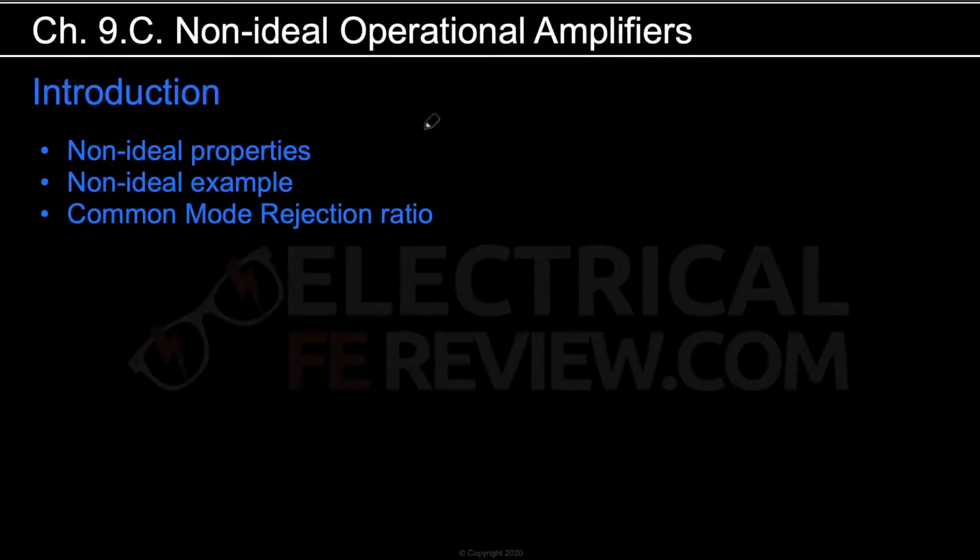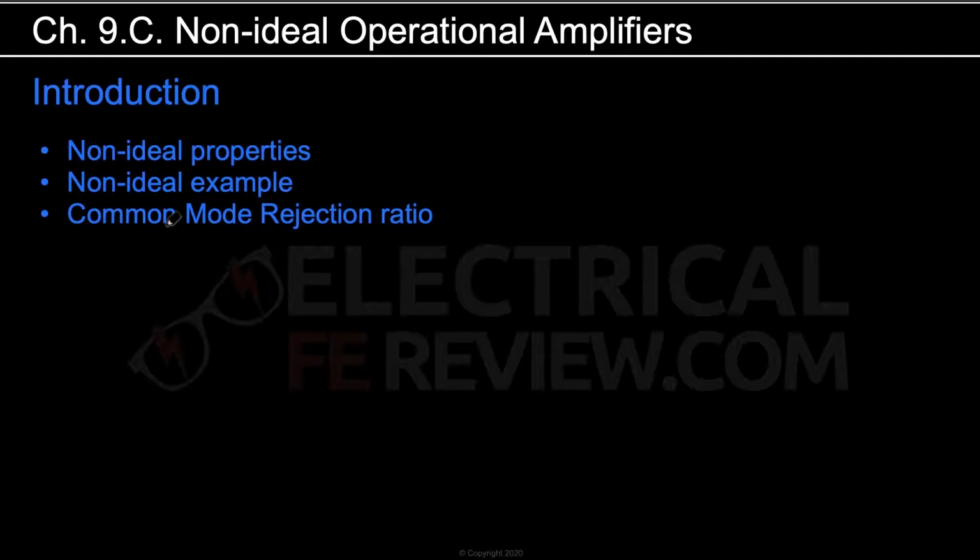So this video is going to be about the non-ideal operational amplifier, or the non-ideal op amp. In the video we're going to be going over the properties of the non-ideal op amp, how it's similar to the ideal op amp, but some things that are different when you're actually using one in a real circuit. Then we're going to be going over an example that involves a non-ideal diode, and then we're going to be going over something called the common mode rejection ratio.